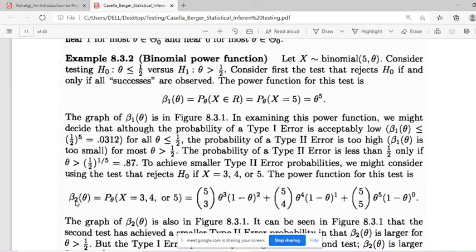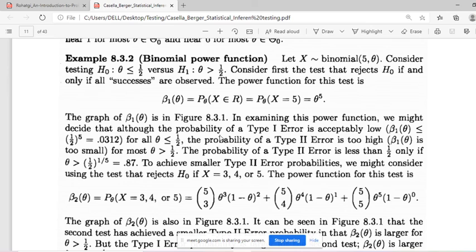The power function will be like this: beta 2 of theta, that is the probability of rejecting H naught. That means the probability of x equal to 3, 4 or 5 under the alternative hypothesis. That expression is given here: 5c3 theta raised to 3 into 1 minus theta raised to 5 minus 3, that is 2, plus 5c4 theta raised to 4 into 1 minus theta raised to 1, plus 5c5 theta raised to 5 into 1 minus theta raised to 0.